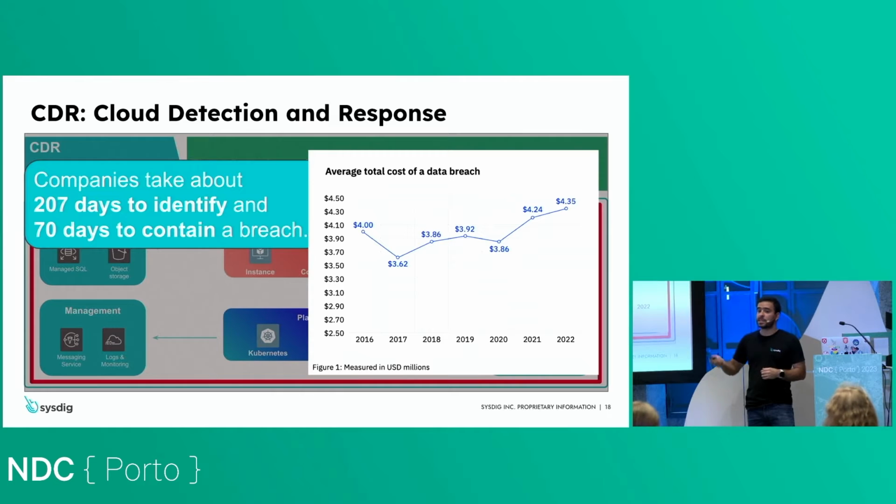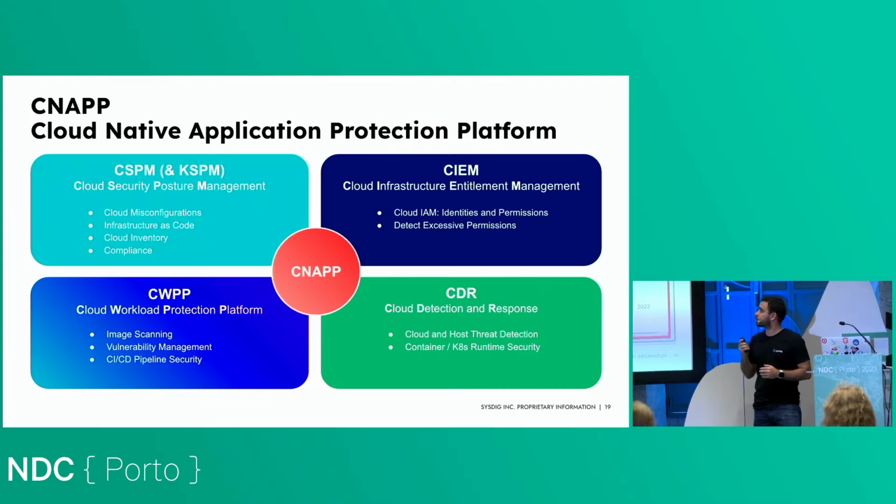And after companies have actually identified the breach, they take another 70 days to contain it. We're talking about 9 months between an attacker getting into your environment somehow and you actually being able to say, okay, we fixed the problem here. And the average cost of a data breach is basically $4 million. That's what the estimate is.